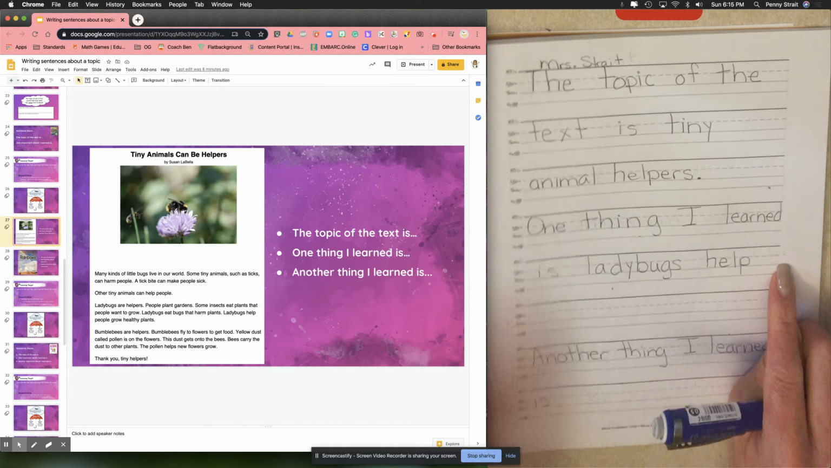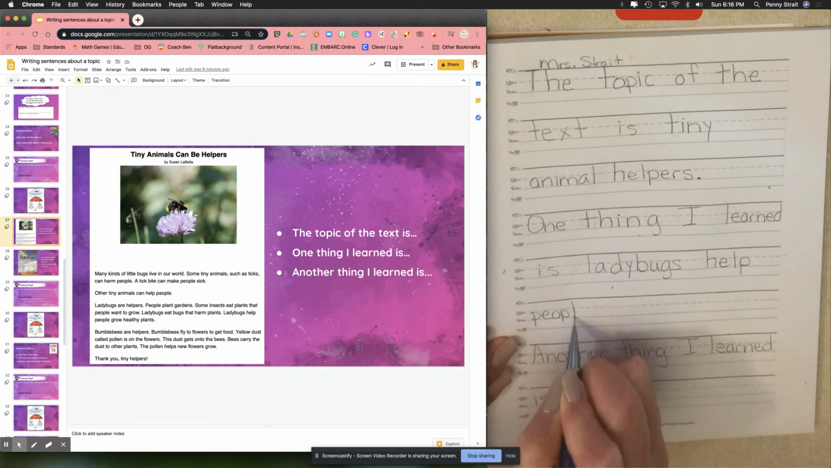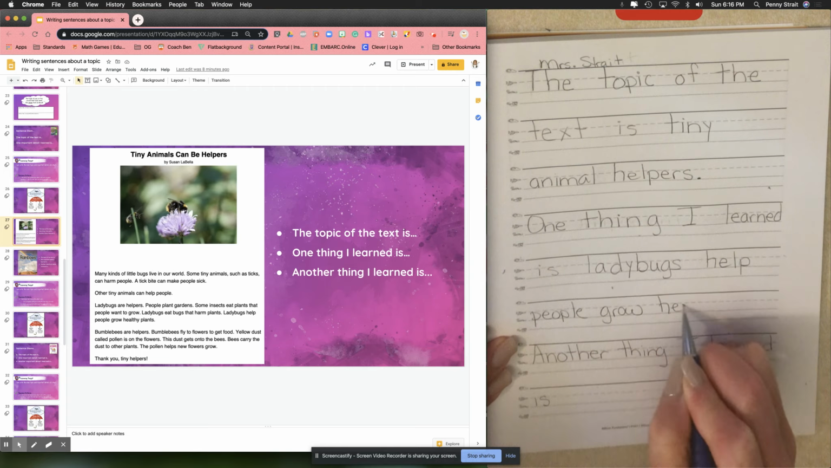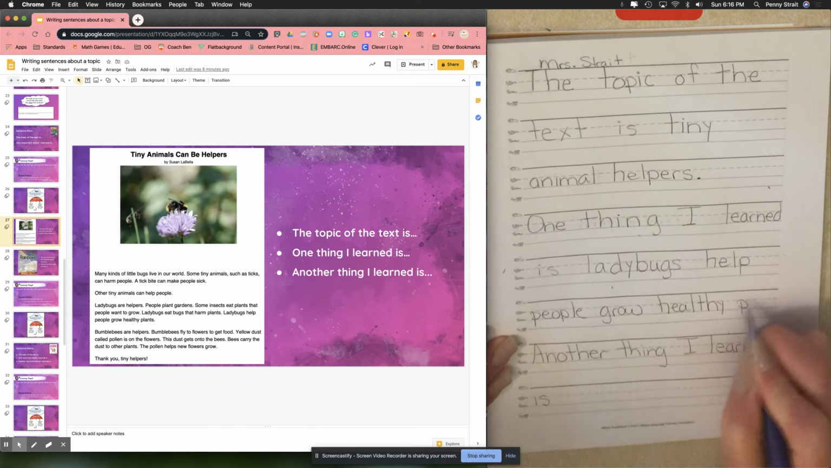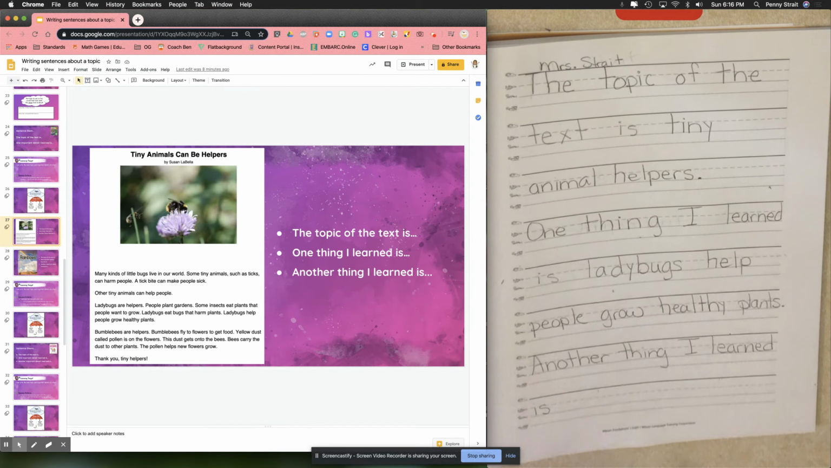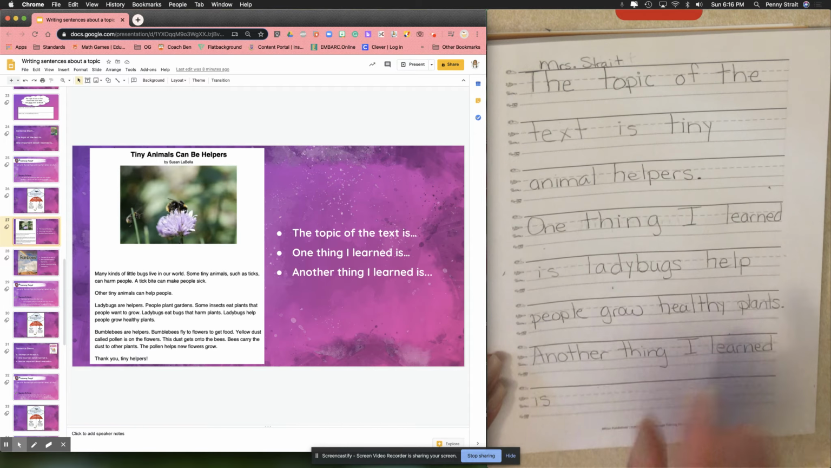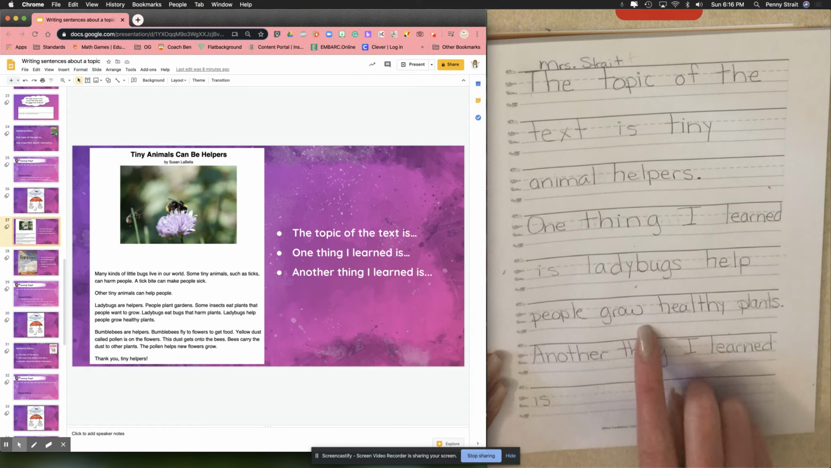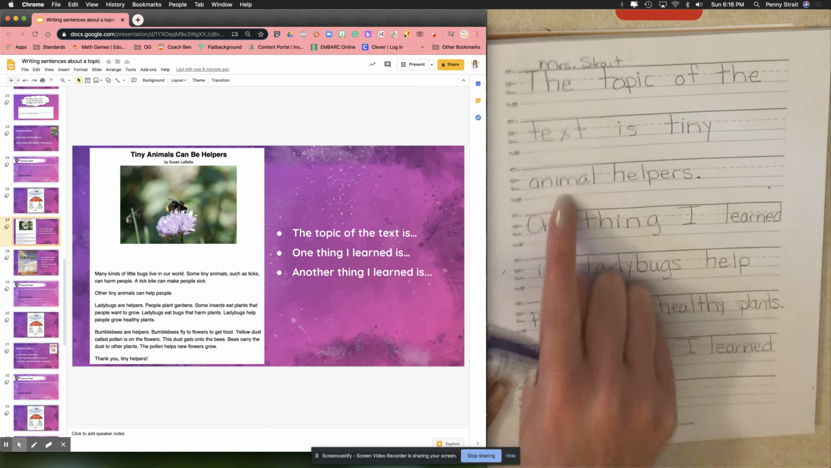I'm not going to fit people there, so I'm going to come down here. People grow healthy. I have to spell it right because it's in the text. Plants. I'm going to put my period. Okay. One thing, and I always go back and read my writing, and that's a good idea for you. One thing I learned is ladybugs help people grow healthy plants. That's a detail about how tiny animals are helpers.